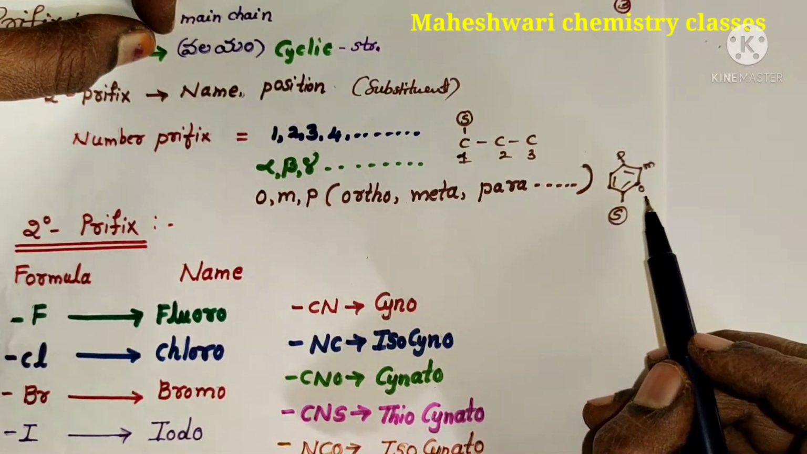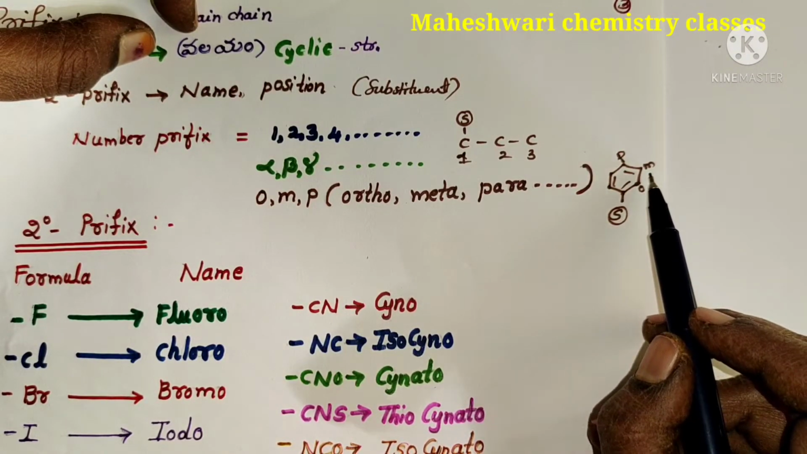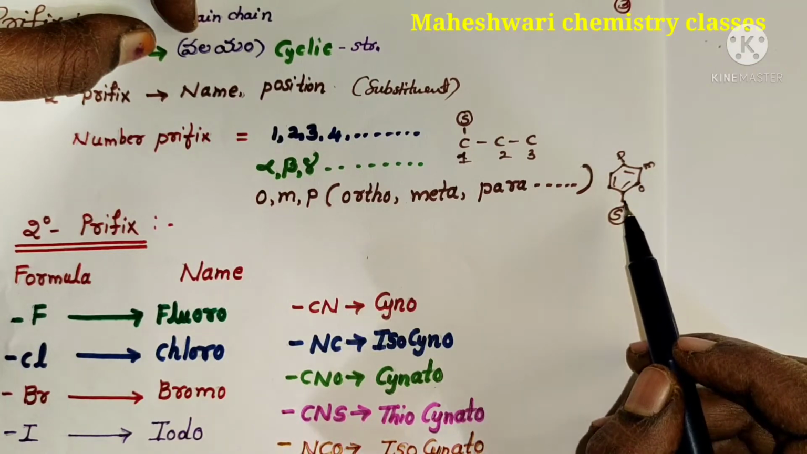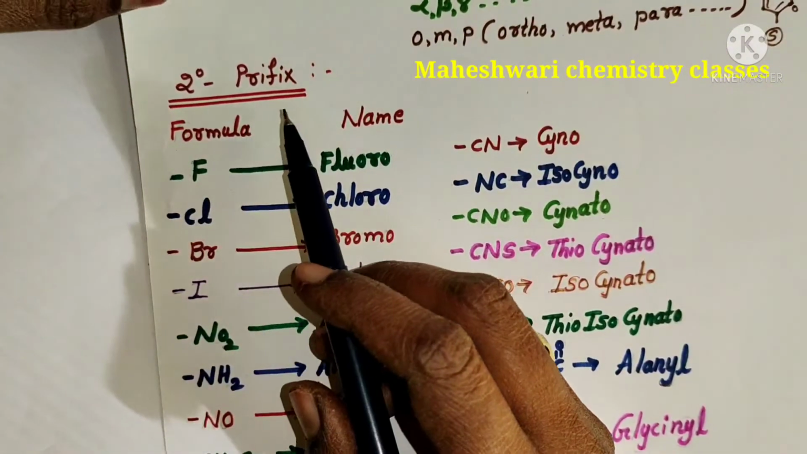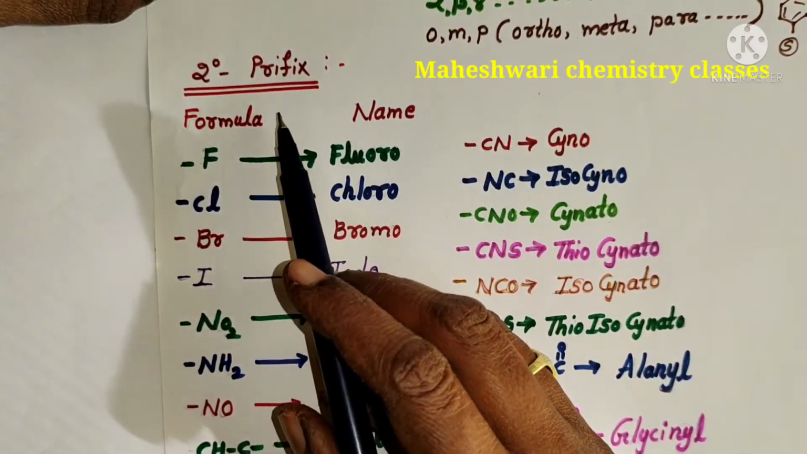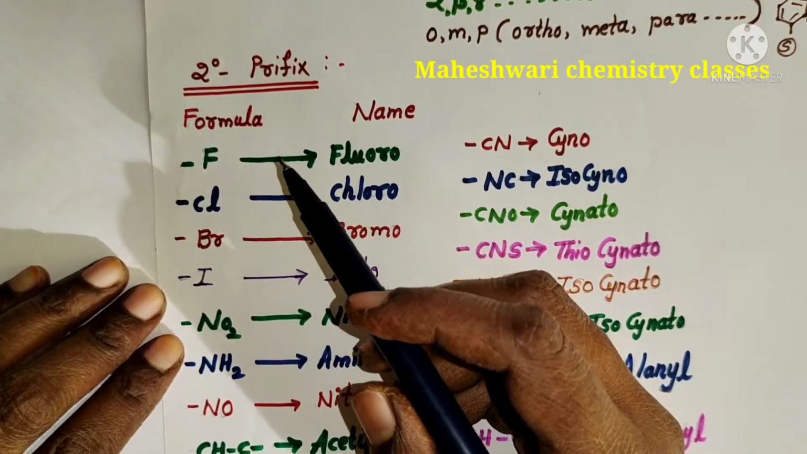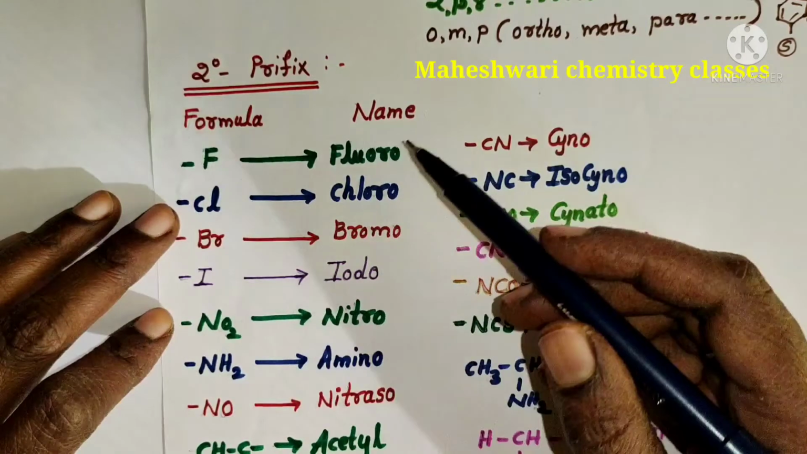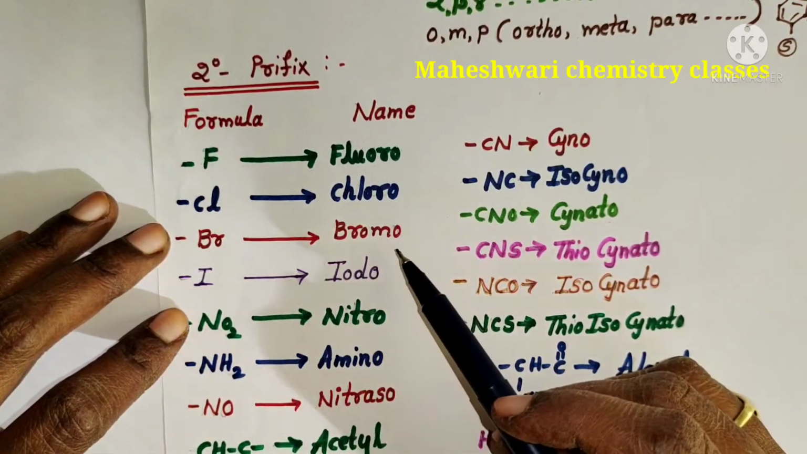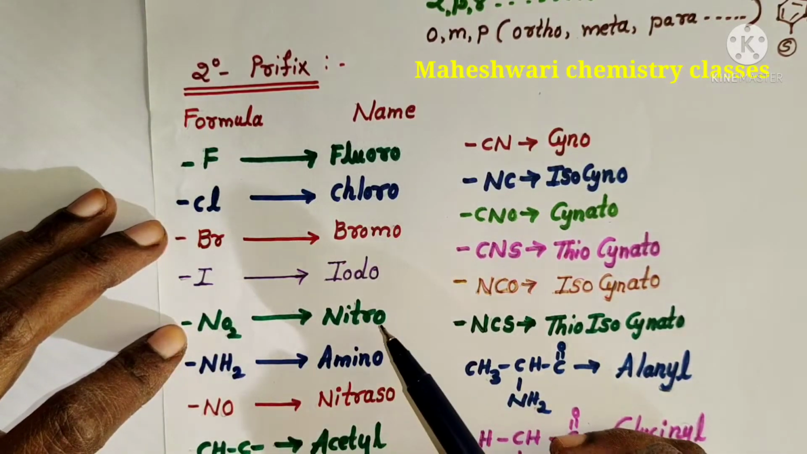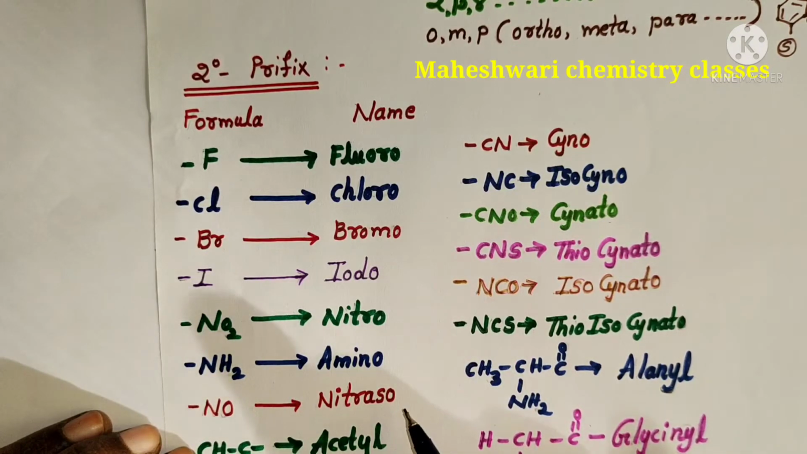If you take a benzene group, the substituent beside the group is the ortho position. The second position is meta. The completely opposite position, or third position, is para. Now for the secondary prefix, we have to learn these names: substituent formulas on one side, names on the other. If F is there, fluoro; Cl chloro; Br bromo; I iodo; NO2 nitro; NH2 amino; NO nitroso.